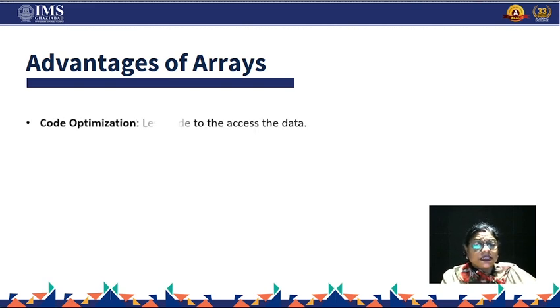Now what are the advantages of an array? Number 1 is code optimization. What do you mean by code optimization? That means by declaring the array, we have to write less code to access the data. How? If we talk about variables, for 10 students we need 10 variables. But with an array, one array can serve the purpose of 10 elements. So we are definitely optimizing our code and reducing the length of code for doing my work.